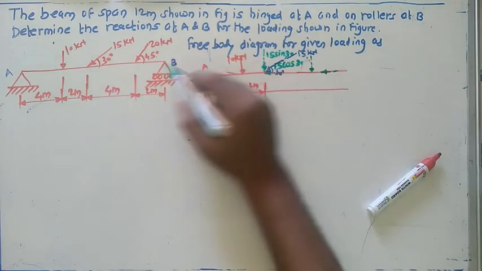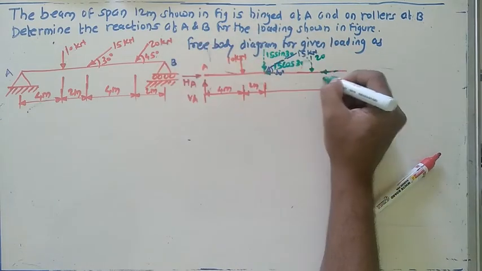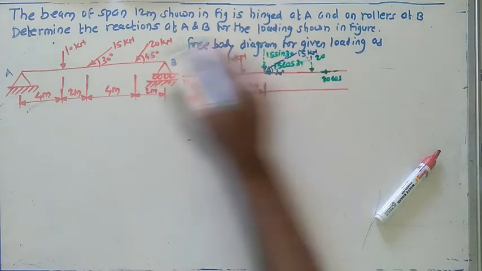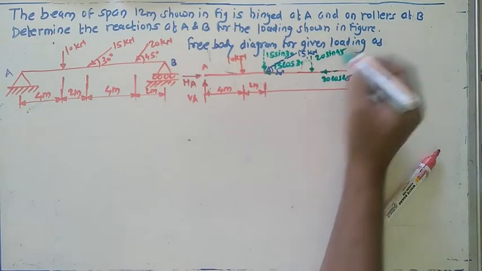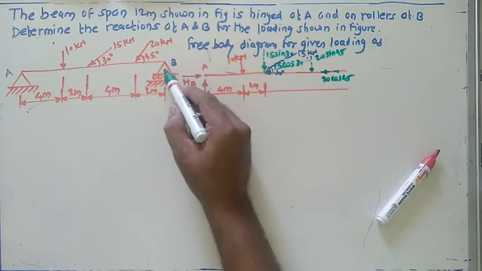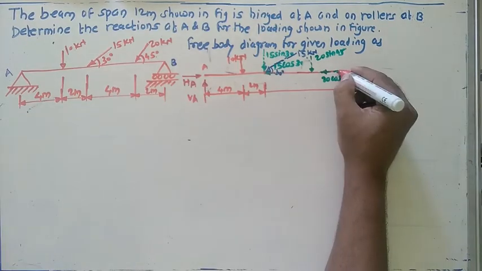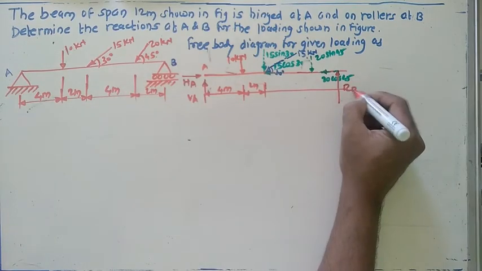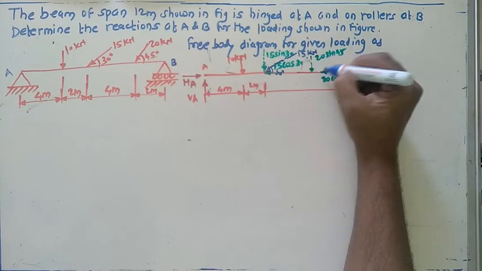So what's about the magnitude for the same 20 kilonewton with us? The horizontal component for the same is 20 cos 45. What's about the vertical component? 20 sine 45. At the same time, what's about this one? This is nothing but the roller support. In case of roller support, one reaction this way. This reaction is nothing but the RB reaction. So this is the free body diagram of the given system.